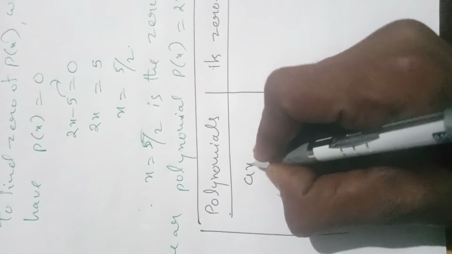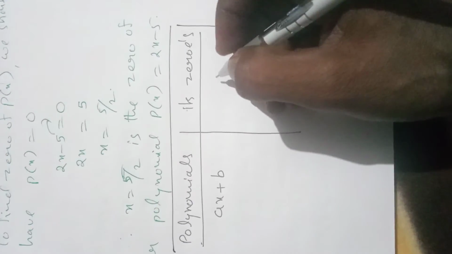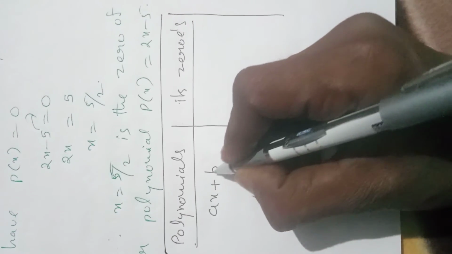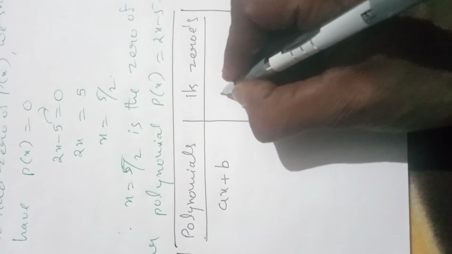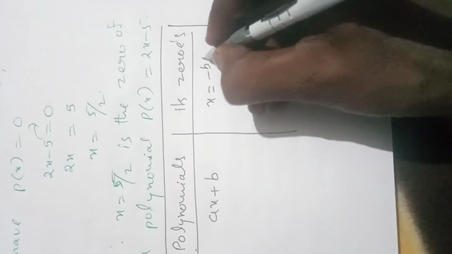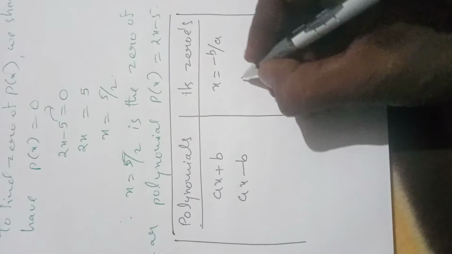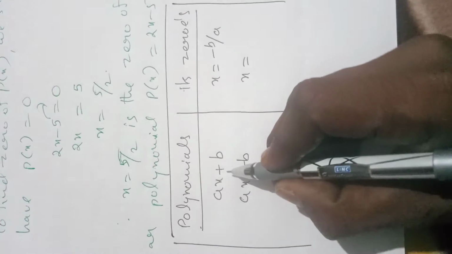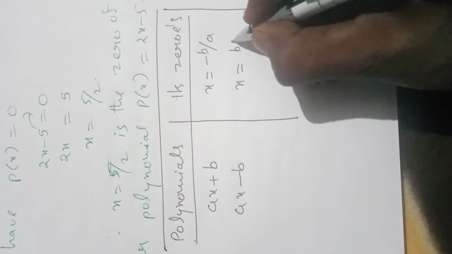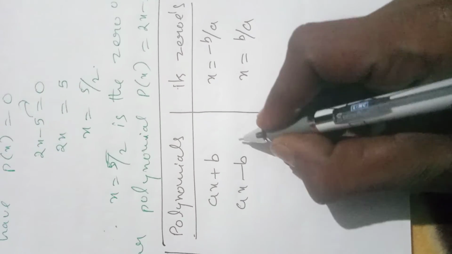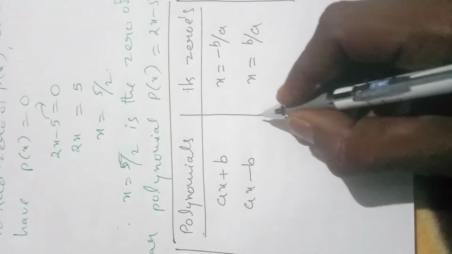Okay, if the polynomial is ax plus b, then what will be its 0? We need to equate it to 0. b will go to the right hand side and become minus b, so ax equals minus b, which means x equals minus b by a. This is the 0 of the polynomial. If the polynomial is ax minus b, then its 0 will be, if it is plus b, you should take minus b. Minus b means here we should take plus b. If I equate to 0, then we can understand very clearly. ax minus b equal 0, then ax equals plus b, x equals b by a.